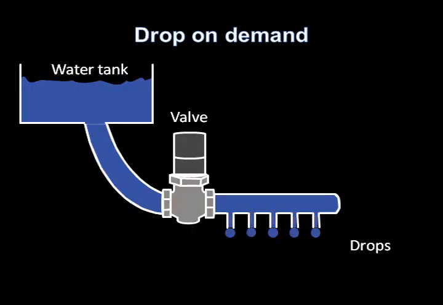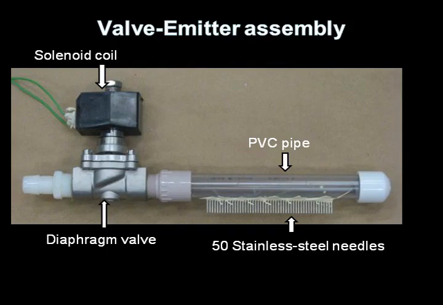The layers of drops are created with linear manifolds of emitters, each controlled by a single valve. As the valve opens, the tube is pressurized, and the drops are formed at the emitters. Shown is a photo of one of the manifolds we use, with a diaphragm valve actuated by the solenoid coil, the tube of PVC pipe, and the row of stainless steel needles.